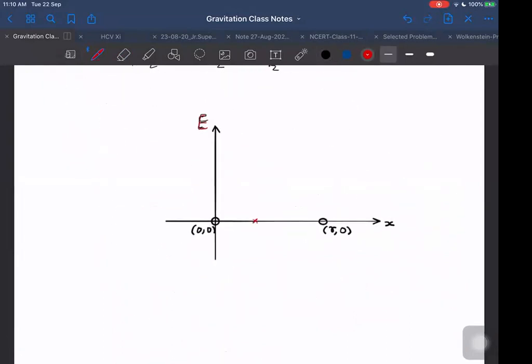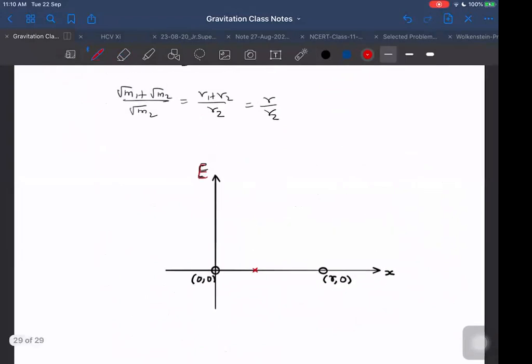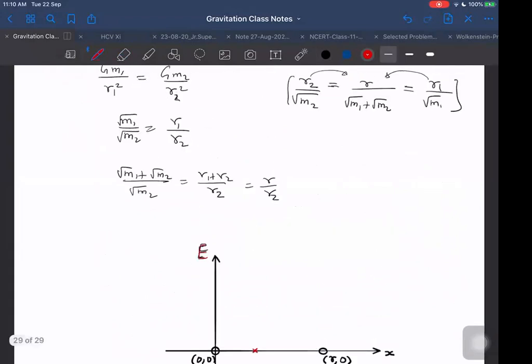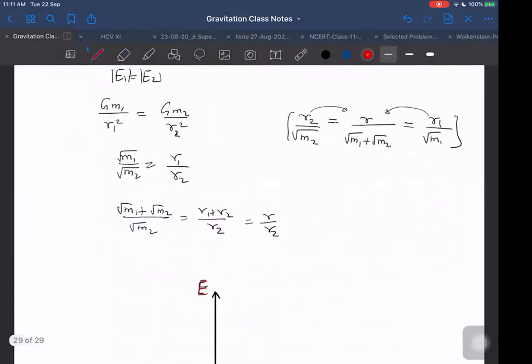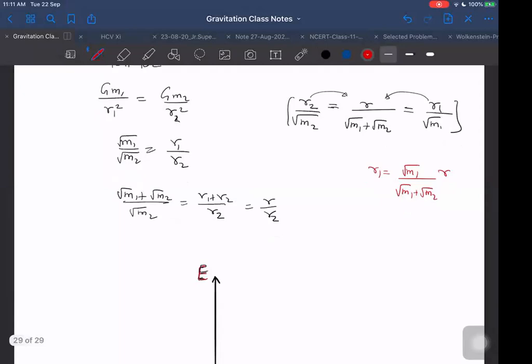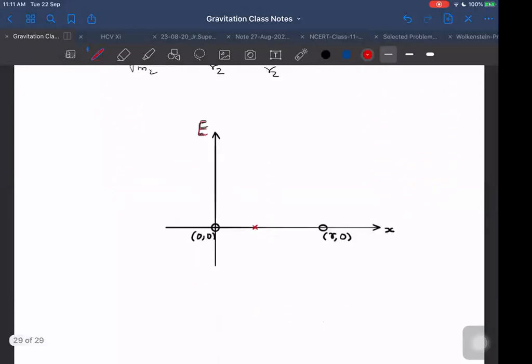It is passing through one point which is lying at a distance which we already know. R1 is equal to root M1 upon root M1 plus root M2 into R. Then we already know where it is. And once we know this, let us say R1, 0. Then the graph will be something like this.